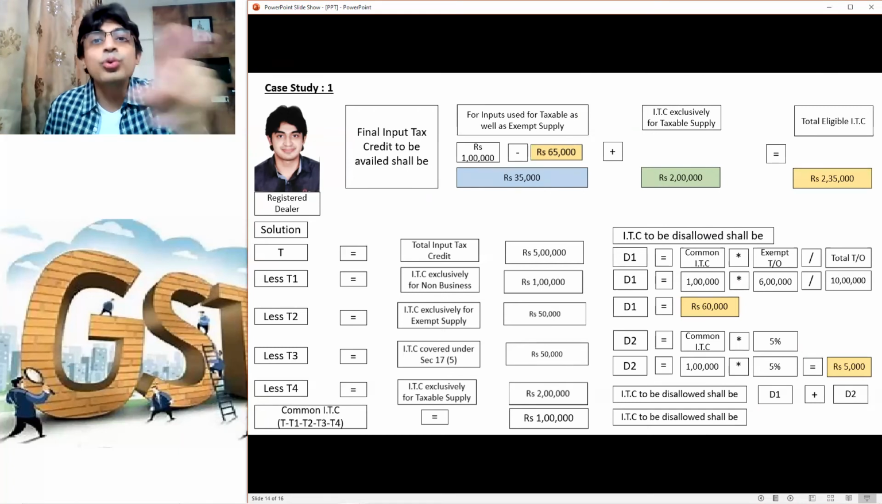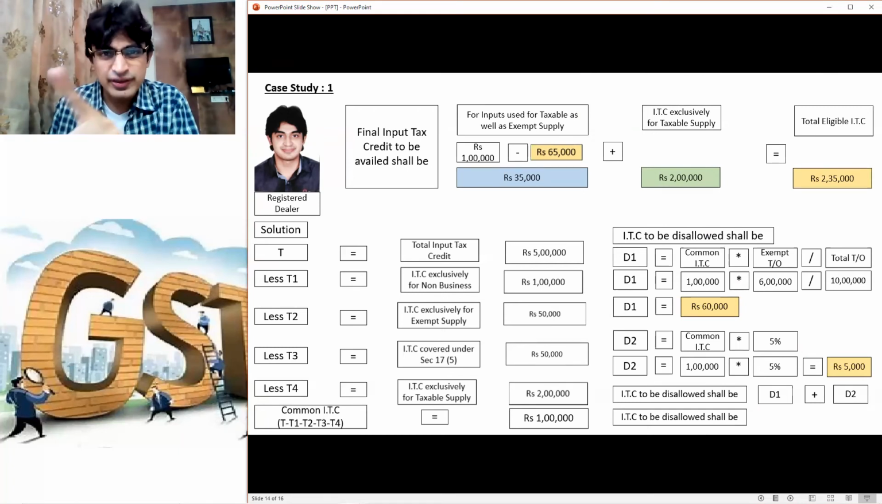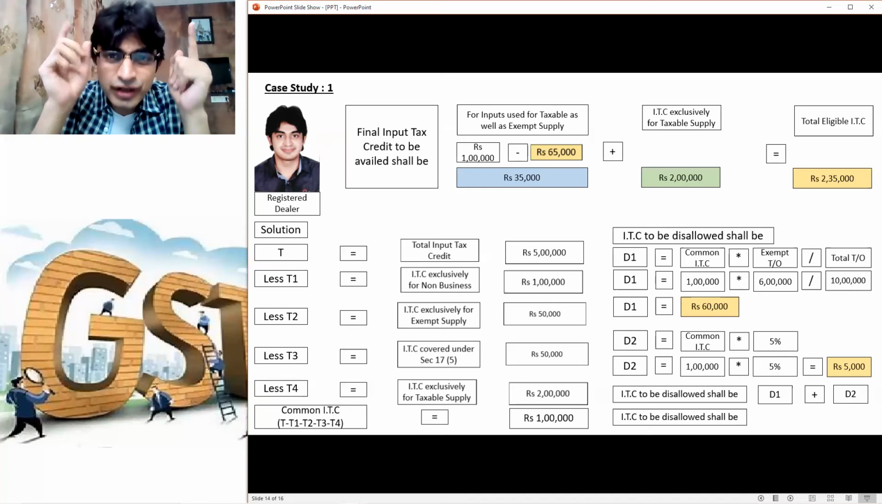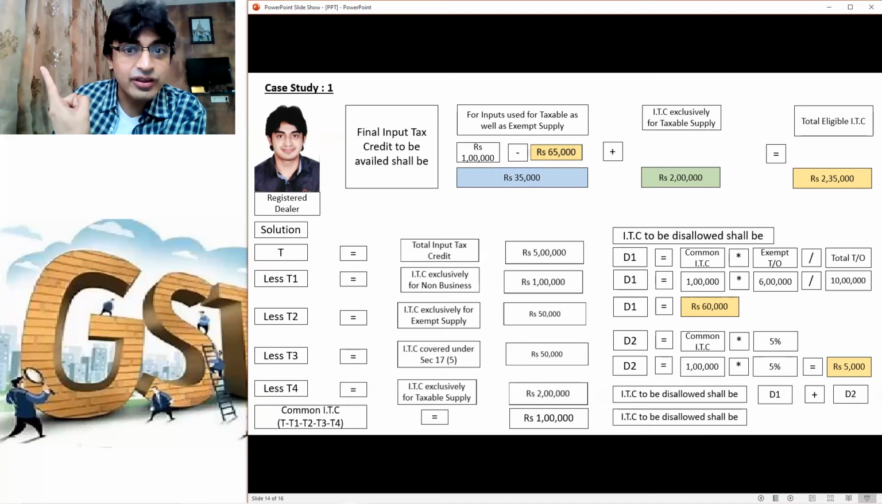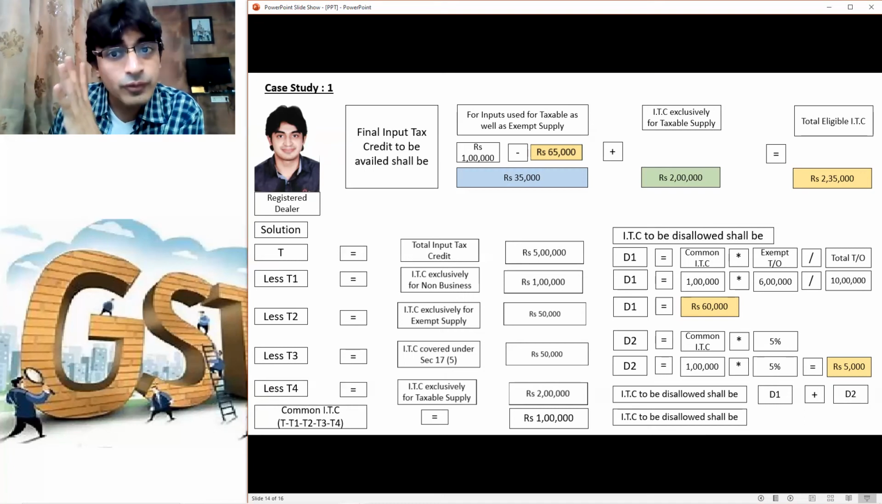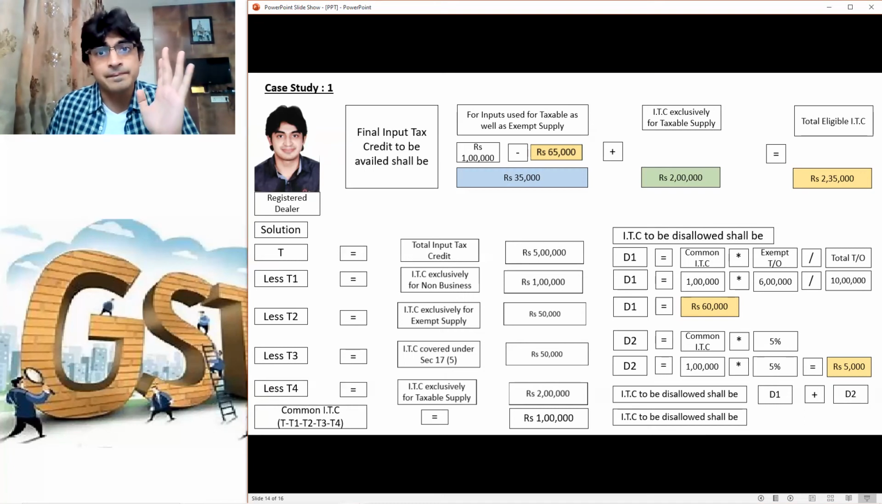Please remember Rule 42. Rule 42, Section 17(1), 17(2). Every single month you need to do this working, when your client is supplying taxable goods and services as well as exempt goods and services. Please do this working. Okay?